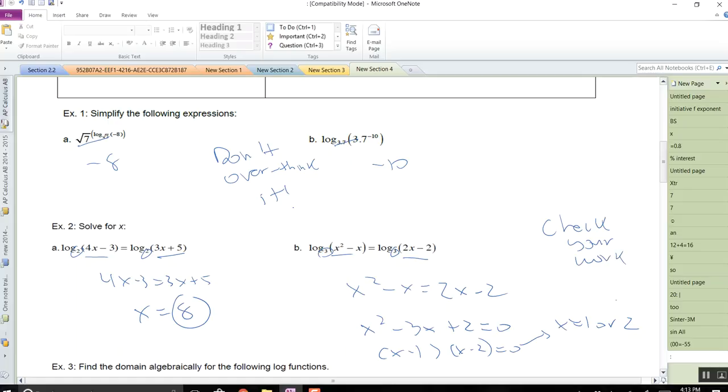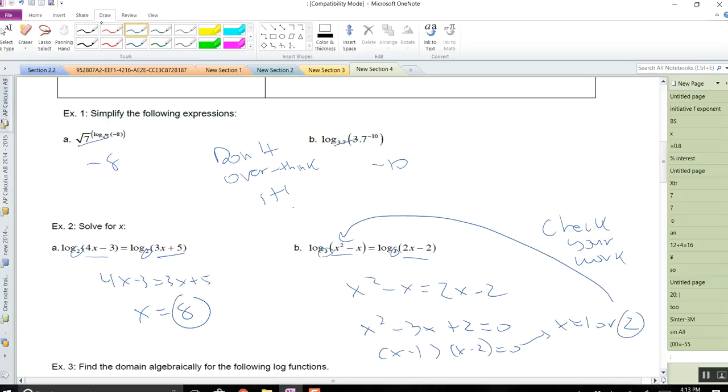If you plug 2 in, that's okay, so you get 4 minus 2, 4 minus 2, that's good. But 1 won't work because you get 1 squared minus 1, which is 0. And you can't log 0. Log base 3 of 0, I have no idea, because 3 to some power can't equal 0. So you can only log positive numbers. Keep that in mind. That will play a role in example 3.